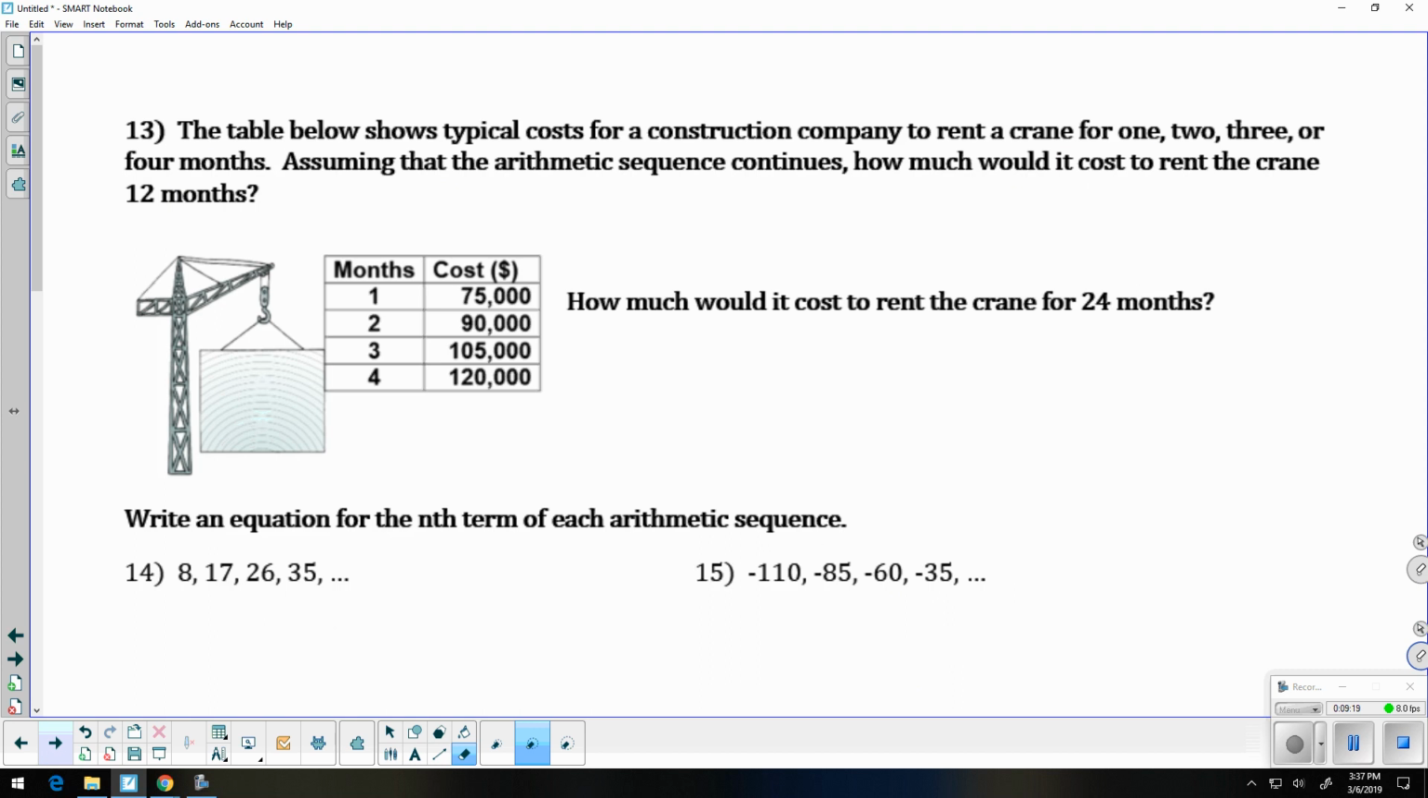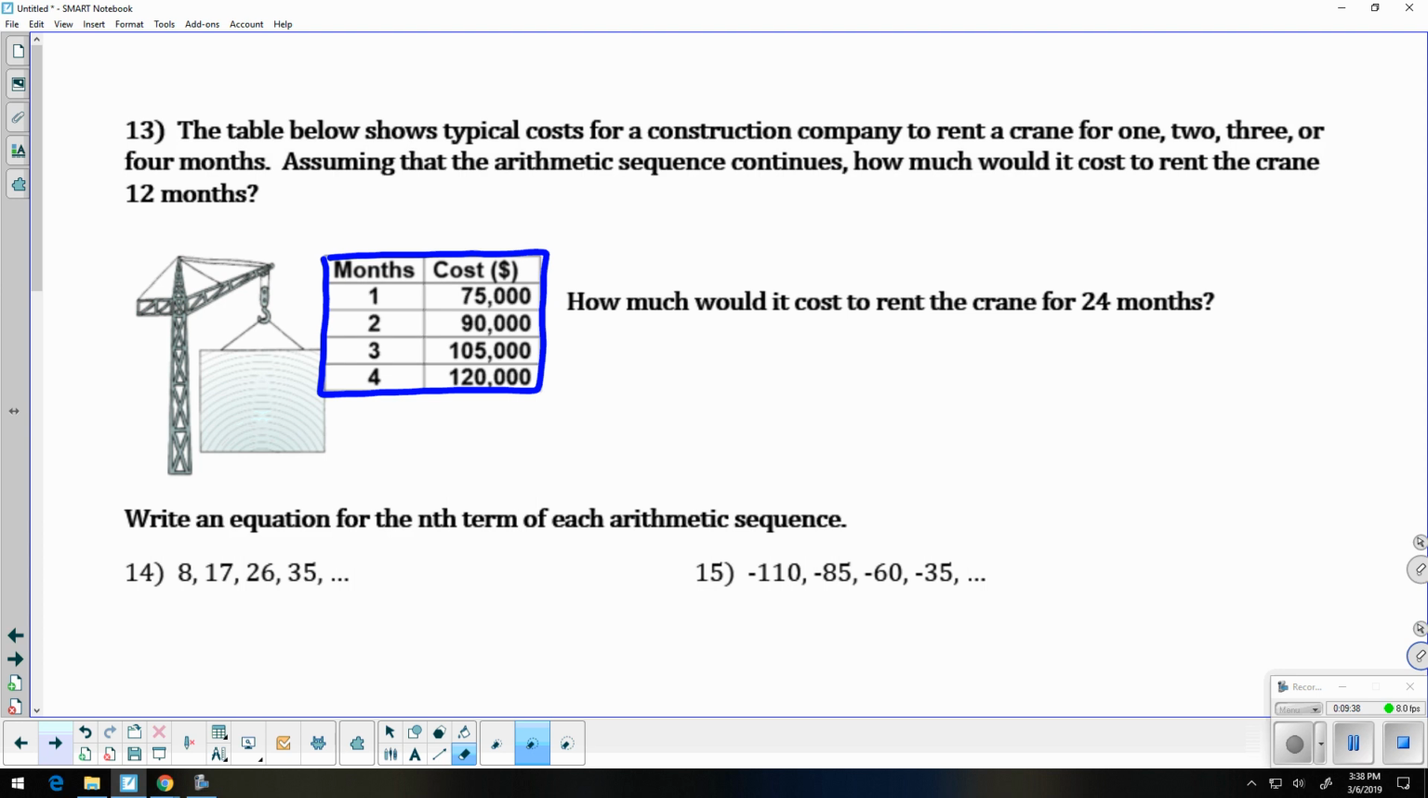So as we turn the page to the back side, little story problem here. Let's pretend it says a table shows typical costs for a construction company to rent a crane for 1, 2, 3, or 4 months. So here is the table they're talking about. Let's just pretend we have a project, right? We own our own construction company and we have to rent a crane from somebody.